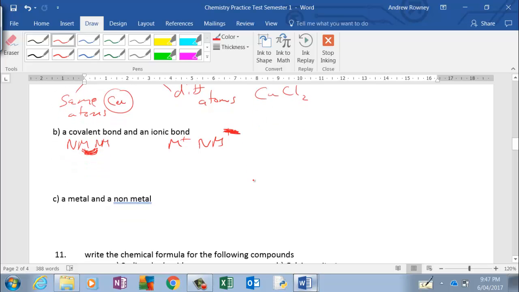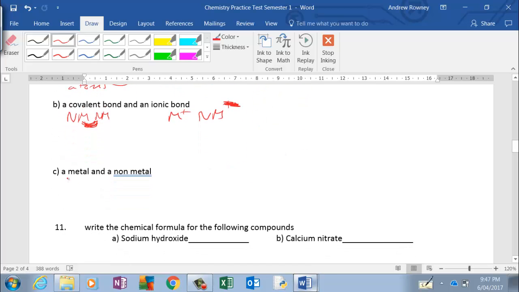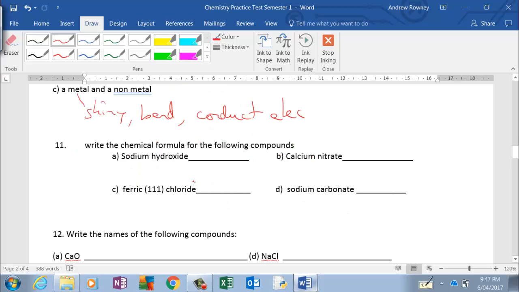Metal and non-metal, we did a prac on that, that's in your booklet. Metals are shiny, they can be bent easily, and they conduct electricity, whereas non-metals are the opposite. Write the chemical formulas. Sodium hydroxide, you have to look up the table and find Na plus, OH minus. Ferric is Fe triple plus, chloride is Cl minus. To balance it, you need 3 of them.